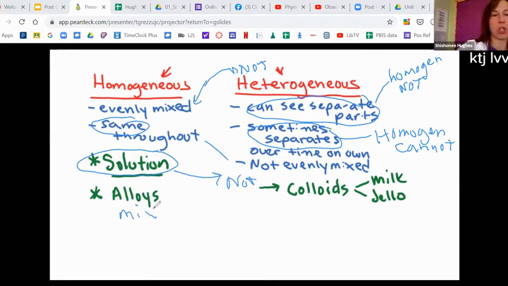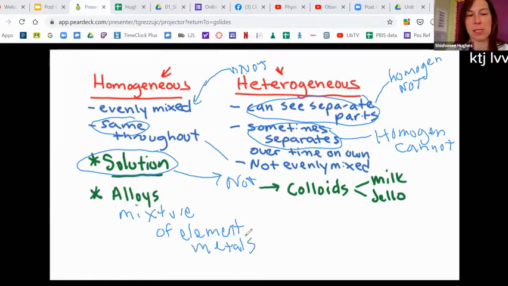Alloys are a mixture of metals, and they are actually evenly mixed. So an alloy is homogeneous. It's not heterogeneous. And one of the examples that I gave you guys, yes, like bronze, whoever just said that, bronze is another alloy for sure.